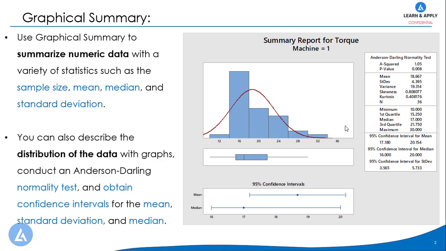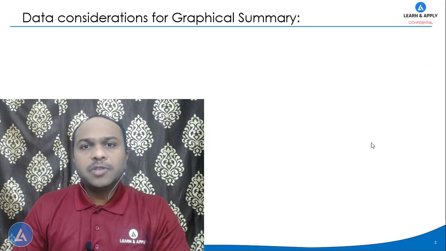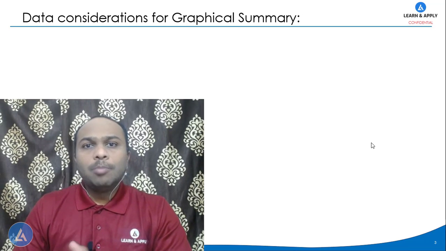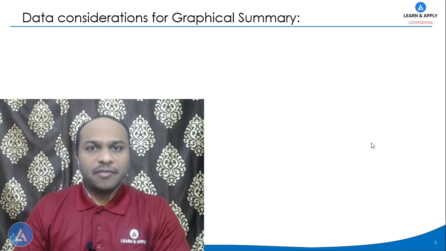As seen in the diagram, you can also describe the distribution of data with graphs to conduct an Anderson-Darling normality test as well as obtain the confidence intervals for mean, standard deviation and median. Before using any statistical tool, there are some data requirements for it. Therefore, before going to the example, let's understand what the data requirements are to perform graphical summary.